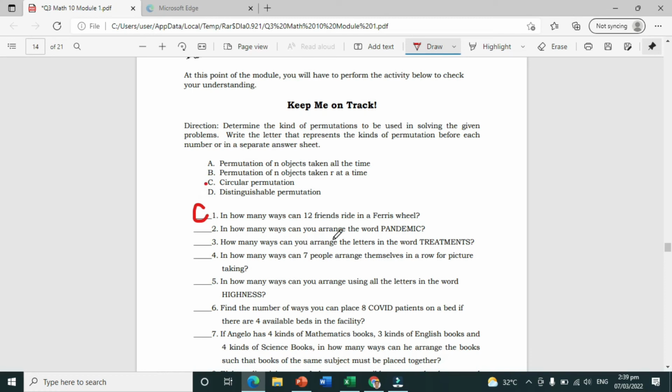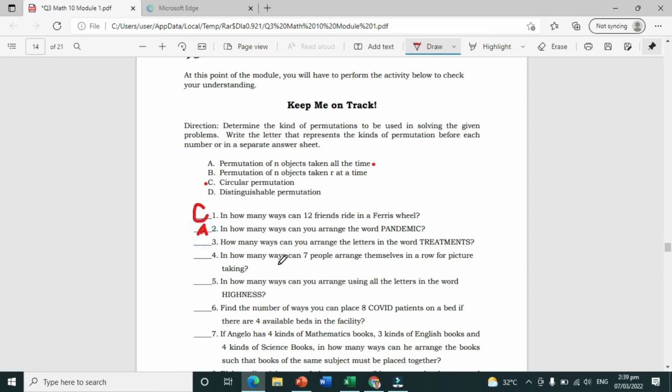How about ito? In how many ways can you arrange the word pandemic? Okay, lahat ba ng sa spelling na to, may naulit ba na letters? Okay, wala. Lahat ba ng letters ang gagamitin natin dito? Yes, so that is taken all the time. So letter A.